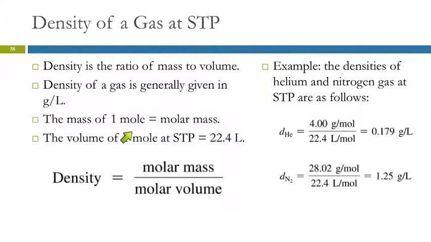The mass of 1 mole of a gas is equal to its molar mass, right? So 1 mole of gas, and the volume of 1 mole at STP is 22.4 liters. So at STP, we can calculate the density easily by taking the molar mass and dividing by the molar volume of a gas. So if we looked at helium and nitrogen, the helium would have a density, we take 4 grams per mole divided by 22.4 liters per mole, we'll get a density of 0.179 grams per liter.